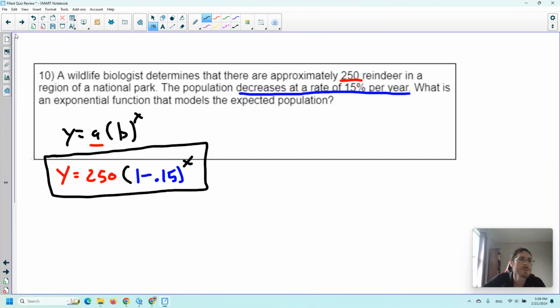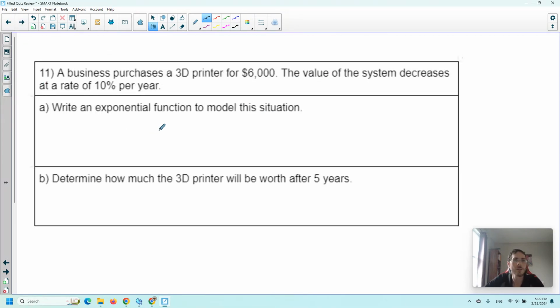That's another quick one. For 11, a business purchases a 3D printer for $6,000. The value of the system decreases at a rate of 10% per year. Write an exponential function to model the situation. Y equals a times b to the x. That's kind of the star of the show for this section, so we're going to use that equation quite a few times. The start, 6,000. So 6,000 is the start, so we're going to put that in for A.